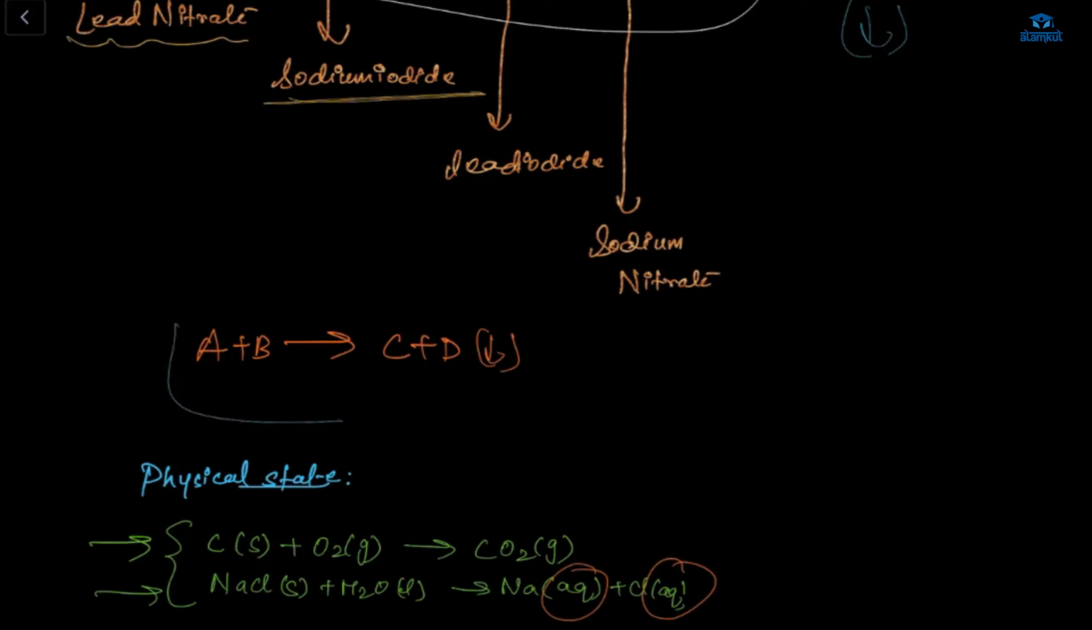So see, if this is my normal chemical equation, this is A plus B giving C plus D. Precipitation means what's happening here? What's producing? Yes, very good. It's precipitating, it's producing insoluble salts.